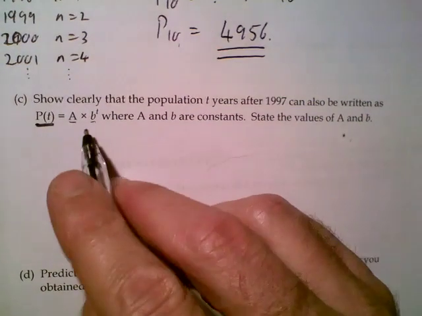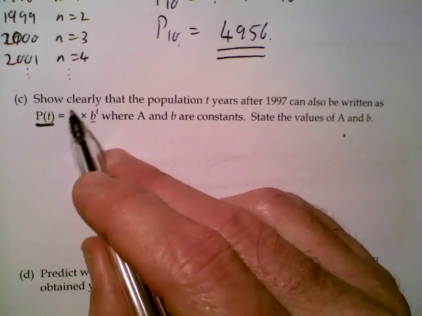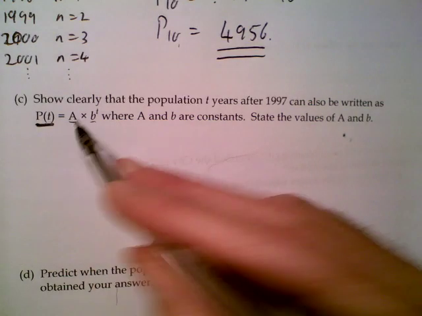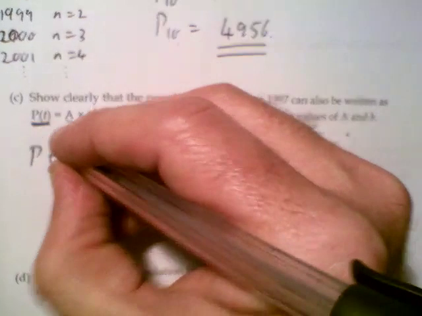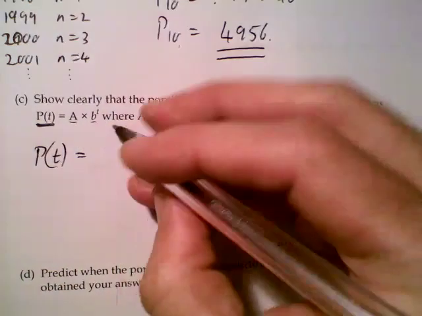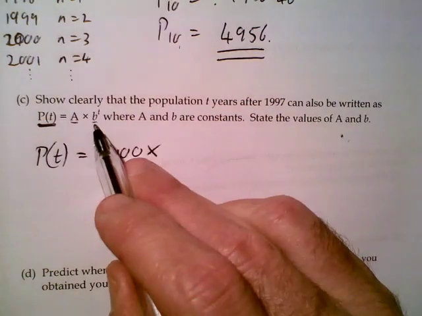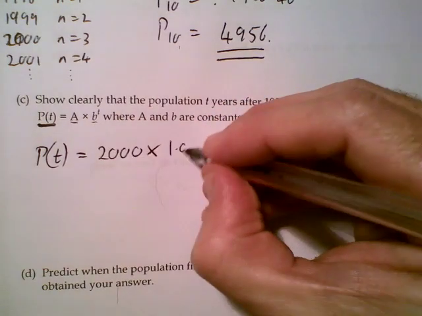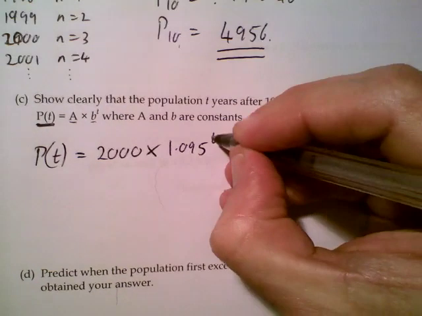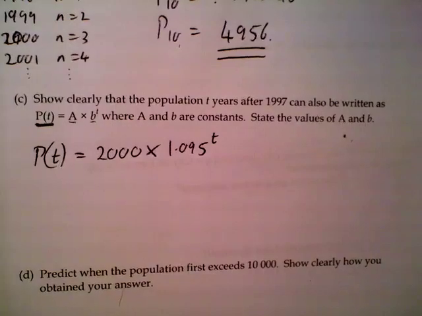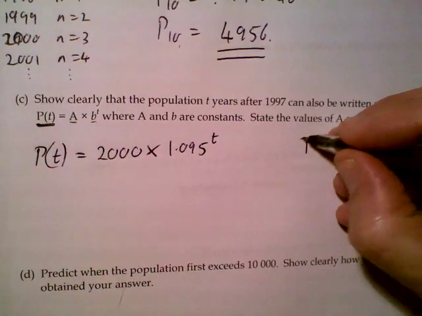And you'll know for a geometric sequence that this value here is just your initial value. So we'll get P(T) is equal to our initial value of 2000 times by B, the common ratio, which was 1.095, to the power of T. There's your answer. And on your formula sheet, you've probably got this one.